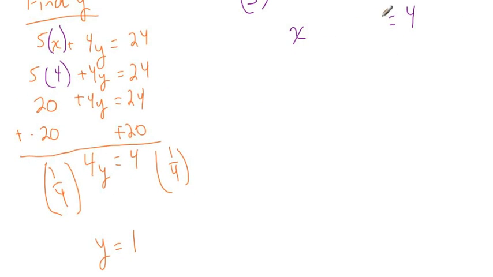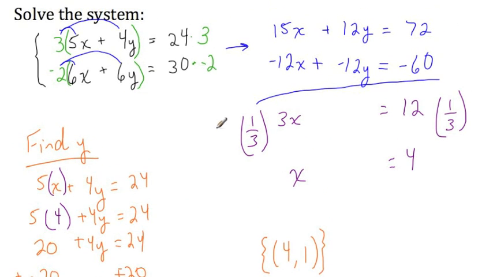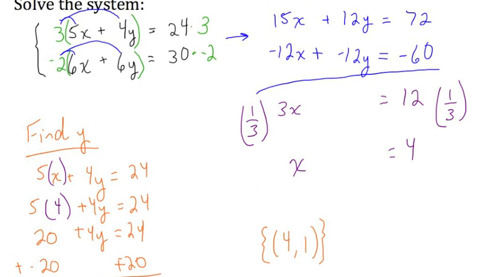So we've now found that x equals 4 and y equals 1. So x comma y, we put our solution together like this. In this example, we needed to eliminate one of the variables by manipulating both of the equations. And the best way to eliminate one of the variables, the best way to find out how to make one of the variables be opposites, is to find the least common multiple of one of their coefficients.